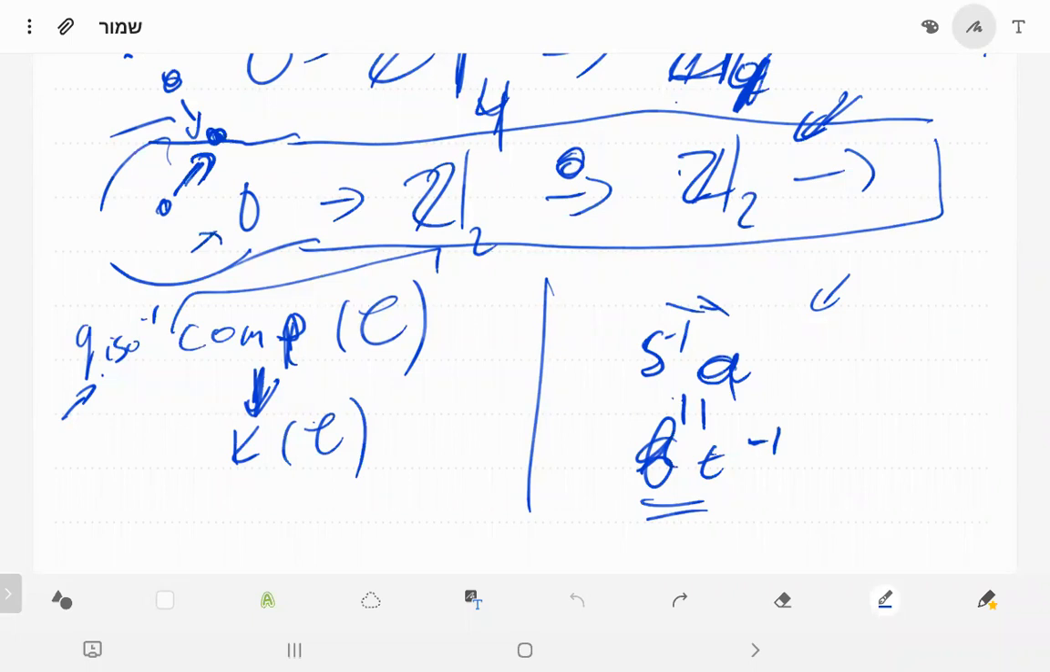Modern homological algebra is built on this idea, or maybe not that modern, like half a century ago. Homological algebra is built on this, and today there are more modern constructions, but this is still a good place to start.